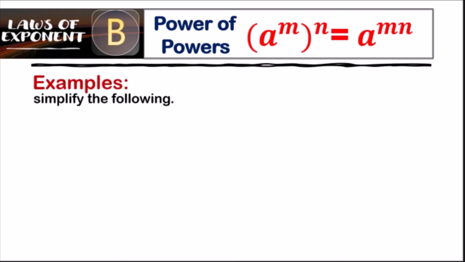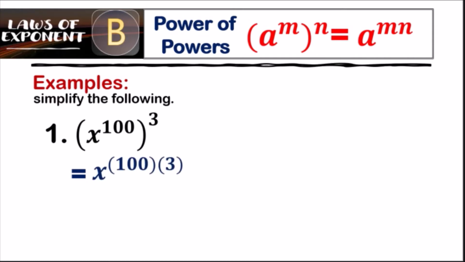Simplify the following. Number 1, the quantity x raised to 100, raised to 3. Applying the law, you just simply copy the base and multiply the exponent. That is x raised to 100 times 3. Simplify it, we have 100 times 3 is 300 and copy the base x. Therefore, the quantity x raised to 100, raised to 3, is equal to x raised to 300.